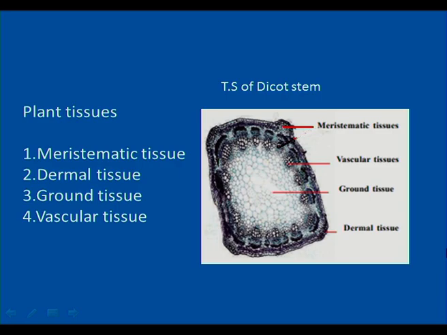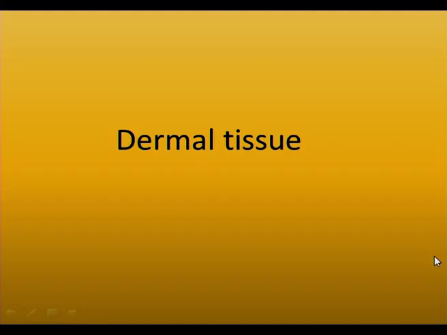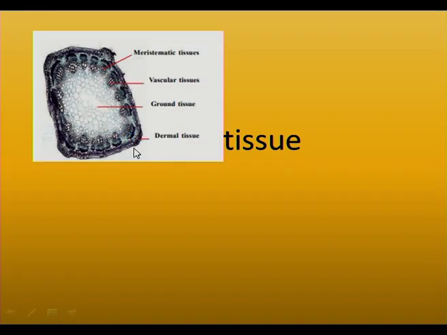Now, the second type of tissue in the plant tissues is dermal tissue. Dermal tissue in the stem, see the outer layer of the stem, this layer protects the plant body.